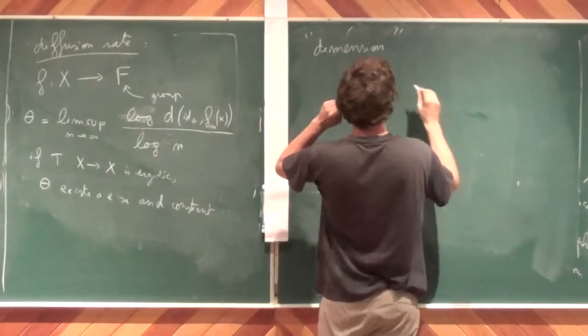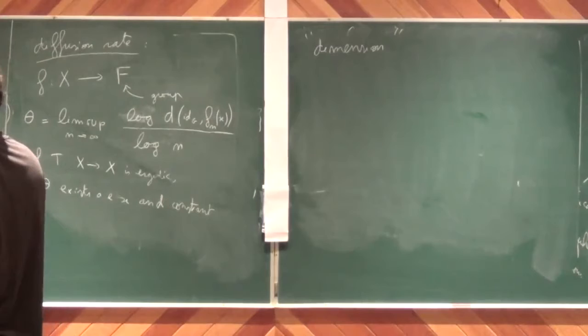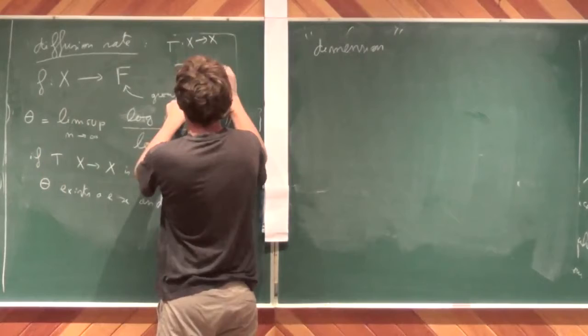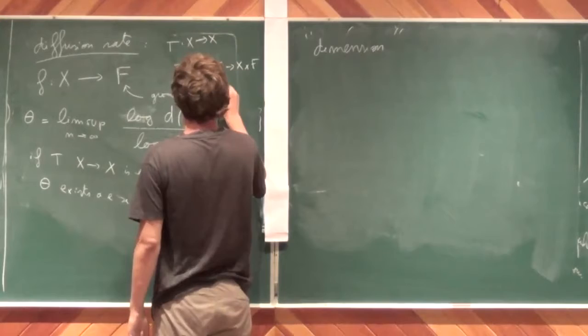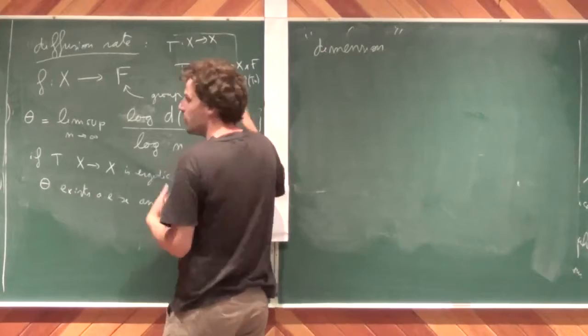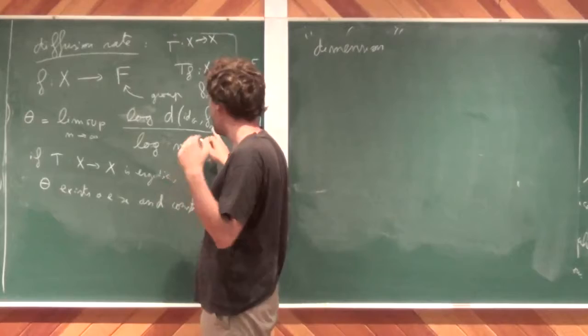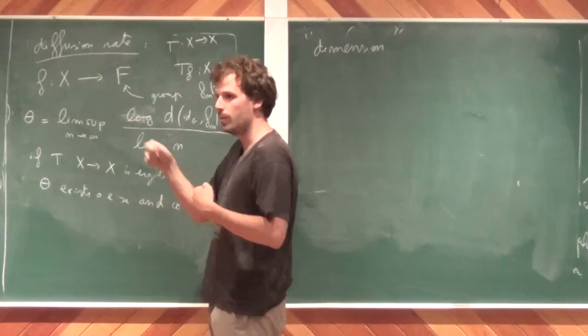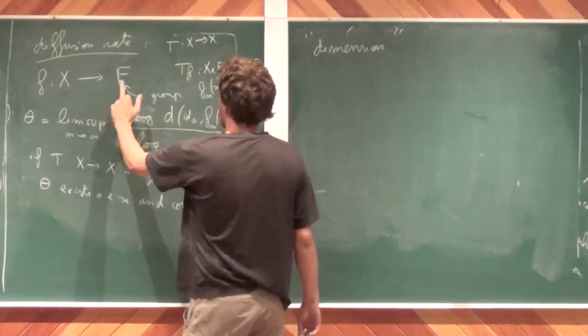I'm a little bit confused about the diffusion rate. What's the relation between T and f here? Oh yeah, there is T from X to X, and you look at a function which allows you to build a skew product from X times F to X times F. And f_n is just the product f of x times f of Tx times and so on. Okay, the position in the fiber. So you look at the farthest distance in the fiber you get up to time n, and you take the limsup. This is smaller than 1, because you do not go faster than speed 1. If the image is finite, it is no bigger than 1.